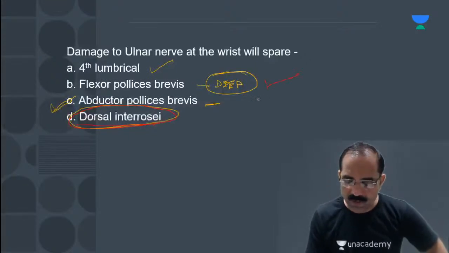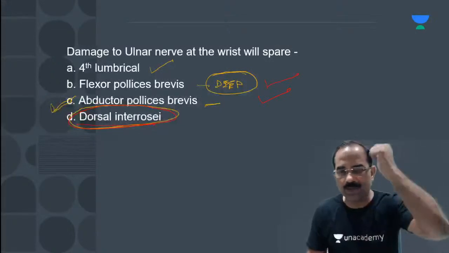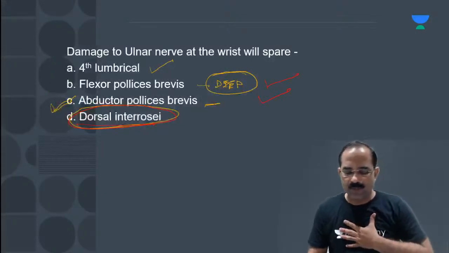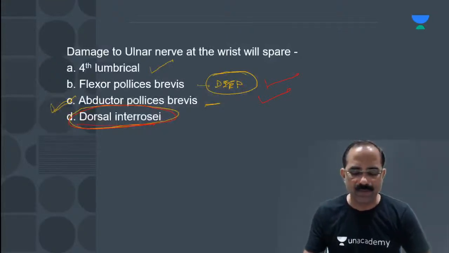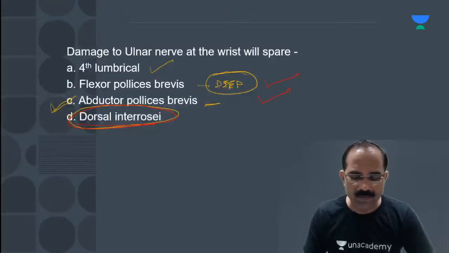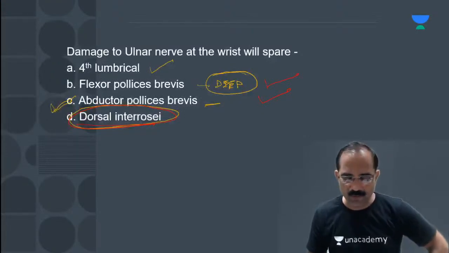So out of B and C, if you have to select one, tell me what we are going to select? Out of B and C, what is more appropriate? What do you think? What would be the better answer? Yes? Chandan? What do you think is the better answer out of B and C?